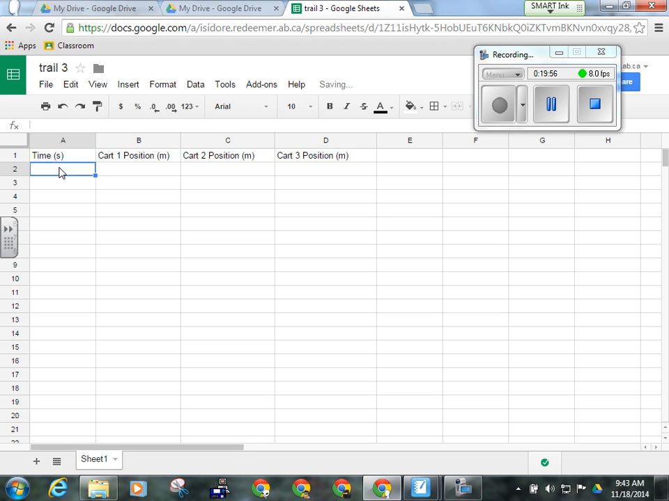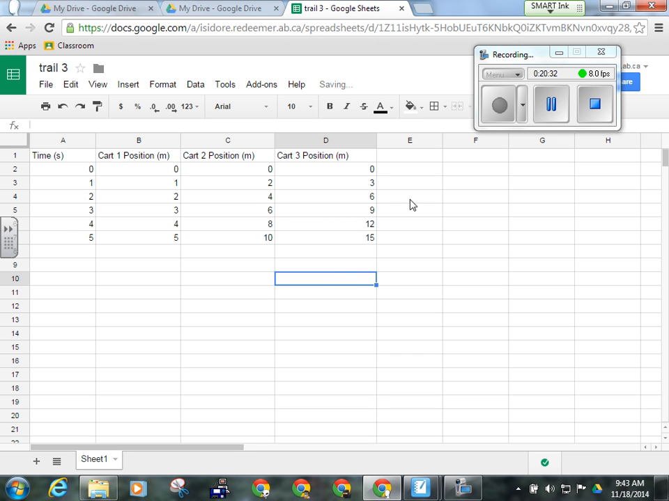Okay, so now we'll just fill in some fake times here. Let's go 0, 1, 2, 3, 4, and 5. Let's go up to 5 just so we can do it quick. For cart 1, we'll make its positions pretty much the same: 0, 1, 2, 3, 4, and 5. For cart 2, we'll make it 0, 2, 4, 6, 8, and 10. And cart 3, we'll make 0, 3, 6, 9, 12, and 15.